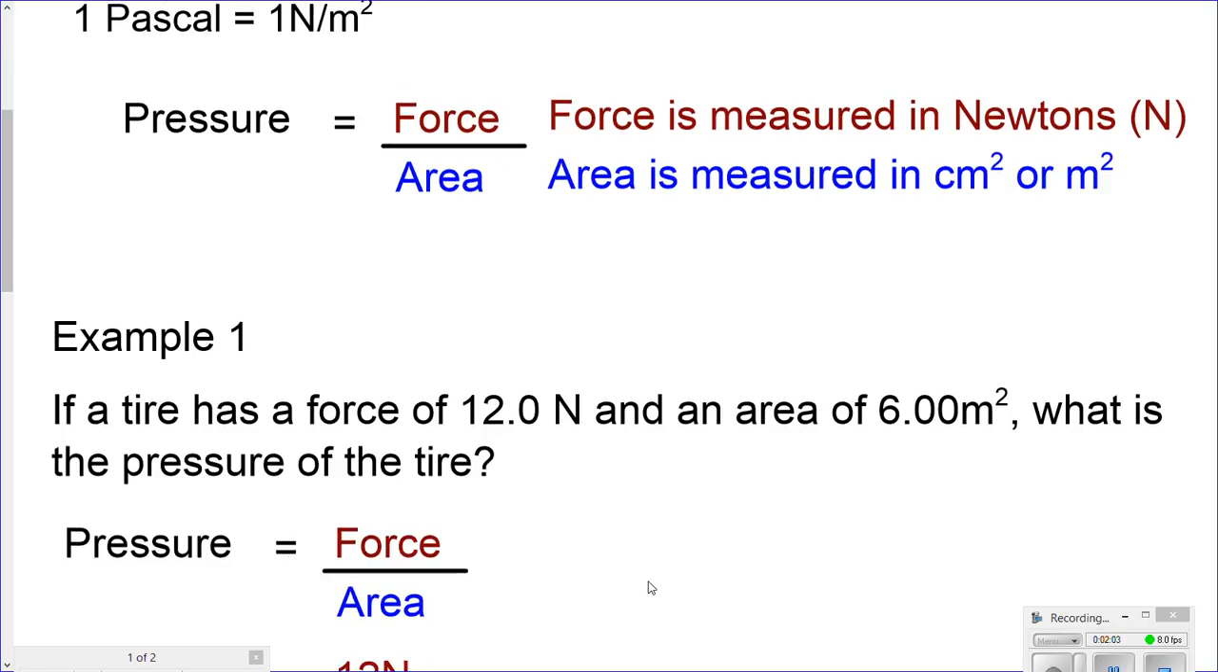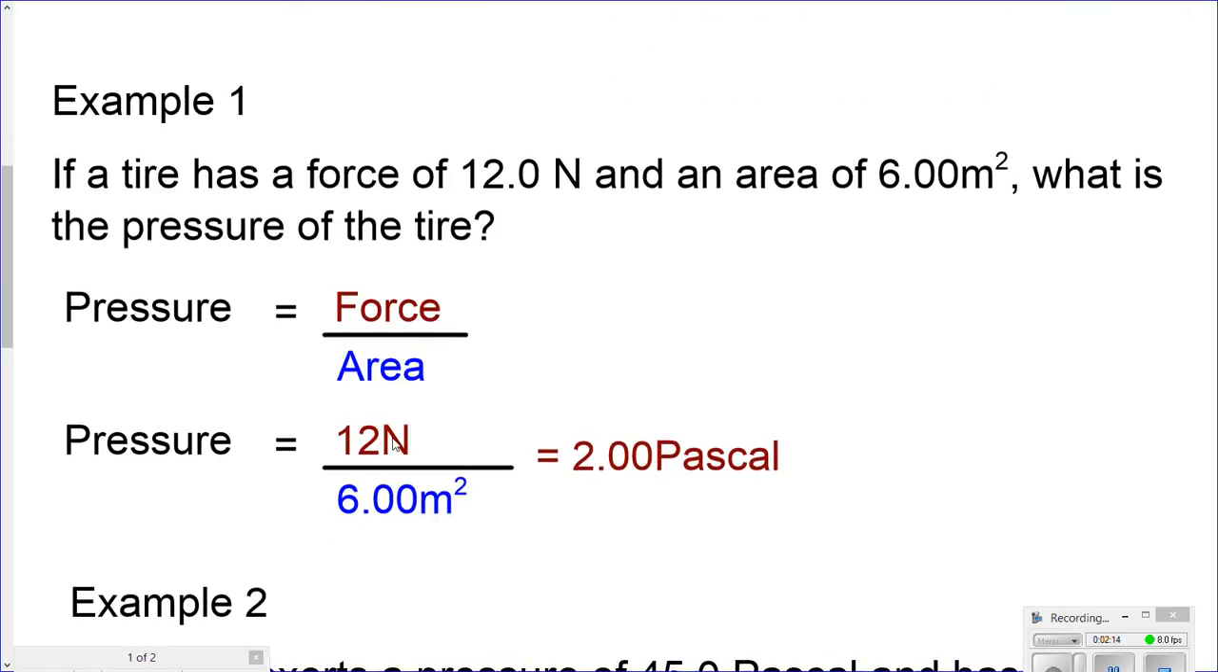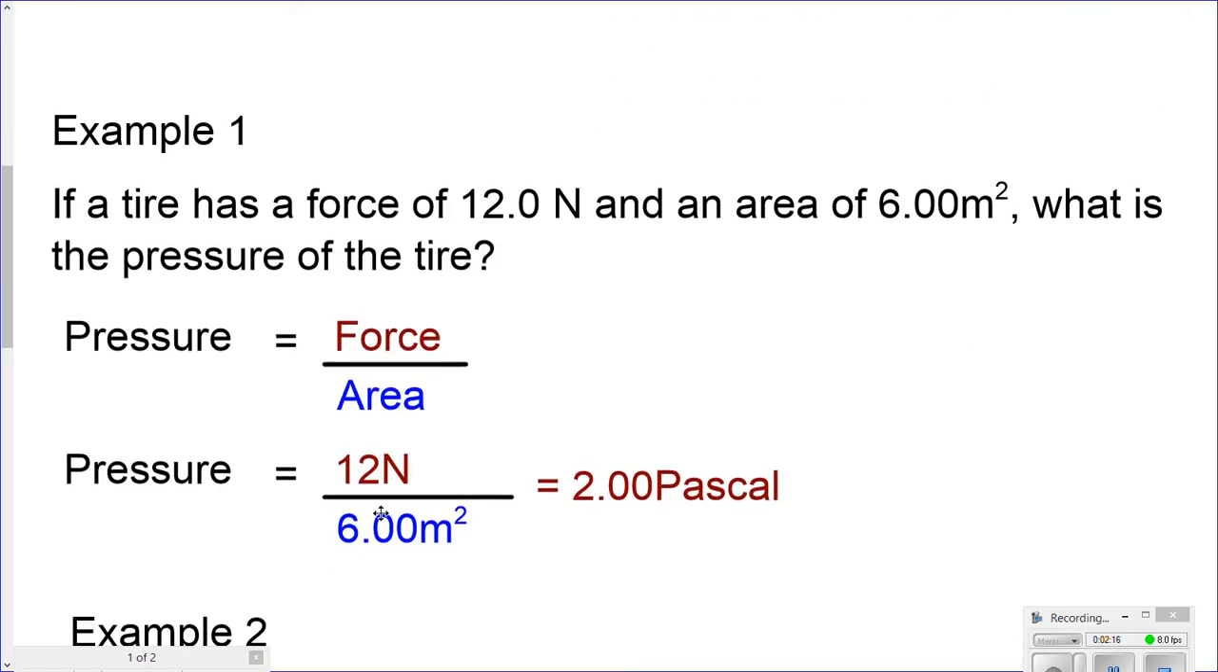Let's look at what we have. Pressure equals force over area. If I plug in my units, which is 12 for force, 6 for area, I end up with 12 over 6, which gives me 2. So the pressure in this question is 2 pascals.